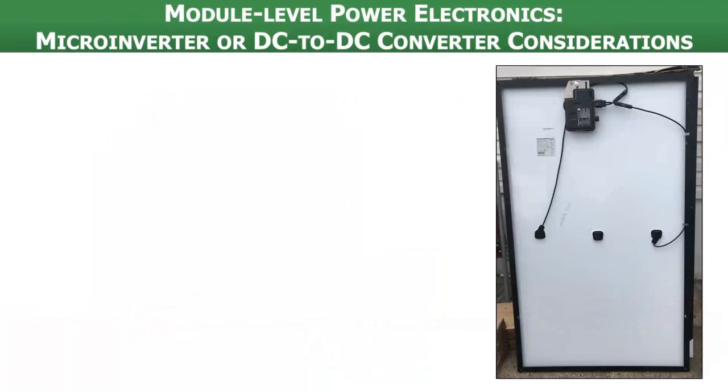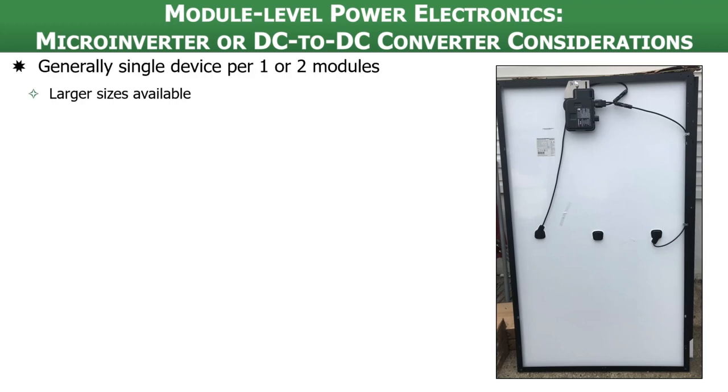When I say module level power electronics, I'm talking mostly about microinverters and DC to DC converters. They're called module level power electronics because they are installed at the module level, physically where the modules they're connected to are installed. Generally with this type of equipment, we're going to see one or two modules connected to each device. For example, one module, maybe two modules connected to a single microinverter or DC to DC converter.